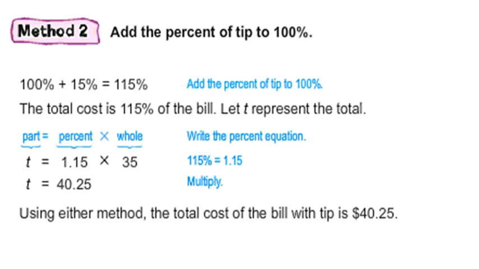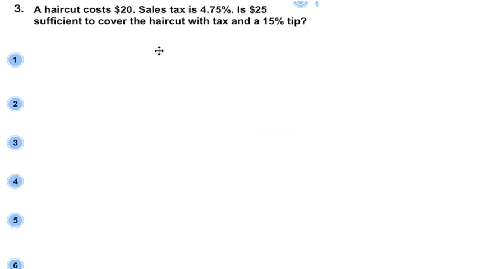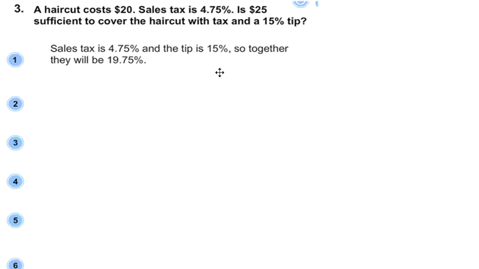Okay. Here's an example of having tax and a tip for services like haircuts. And that happens at restaurants too. You still have to pay the tax on the food. So first thing we're going to do is add our sales tax and tip together. So our sales tax is 4.75% and the tip is 15%. So altogether, you have to pay 19.75% on top of the $20.